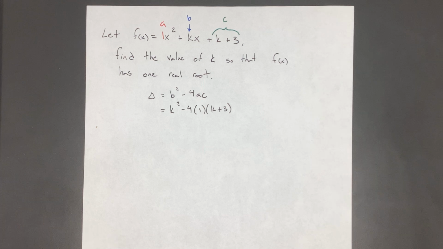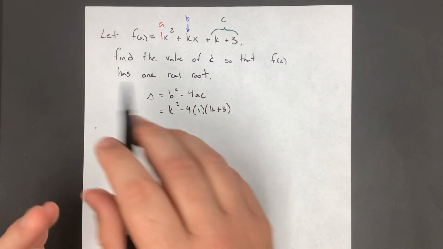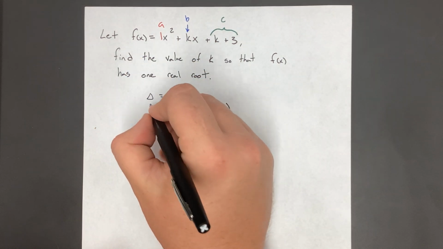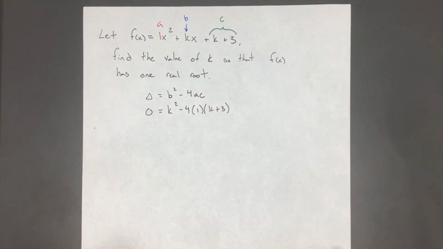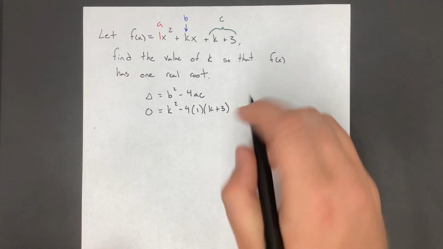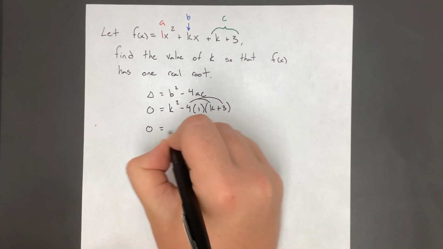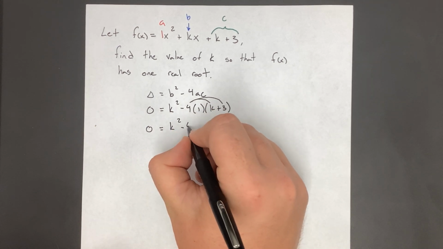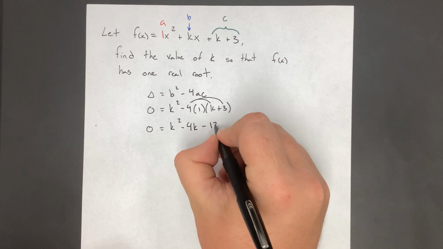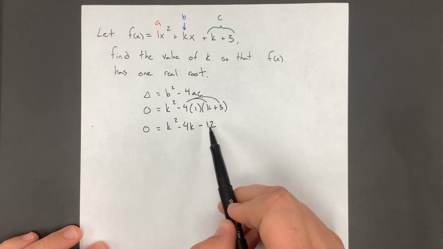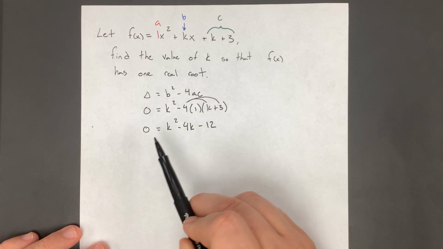Now, again, I want to go back to, we know it has one real root, or we're looking for what k has to be for this to have one real root. So I know my discriminant has to be 0. So I'm going to multiply everything out. I'm going to have to distribute this -4 to k and positive 3. So I have 0 is equal to k squared minus 4k minus 12. And because it's written this way, I'm solving for k. K ends up being k squared here. I now have a quadratic equation with one variable.